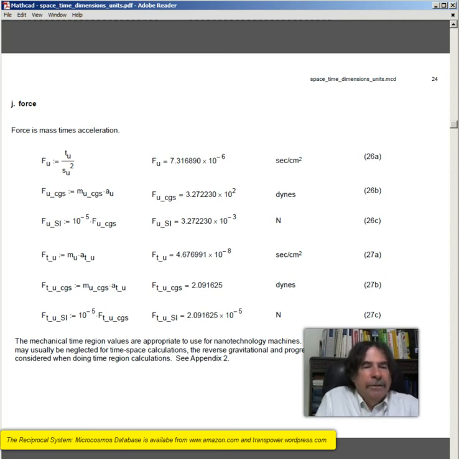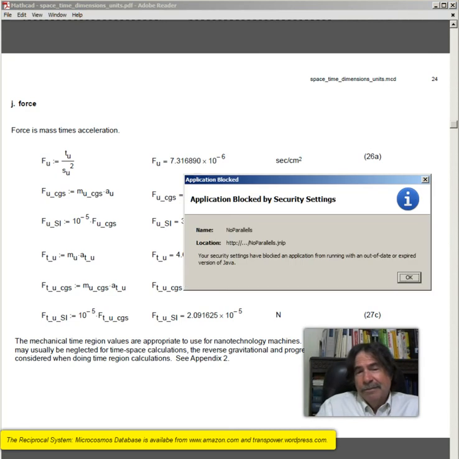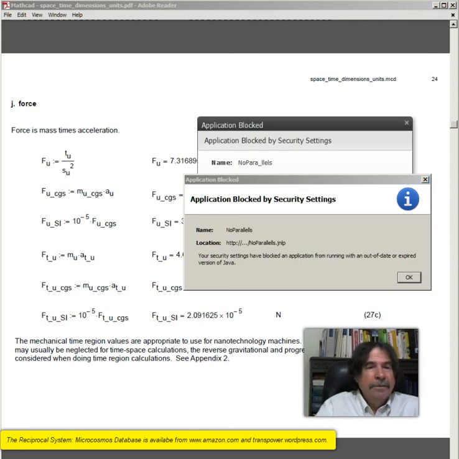The mechanical time region values are appropriate to use for the nanotechnology machines because they act inside of unit space.